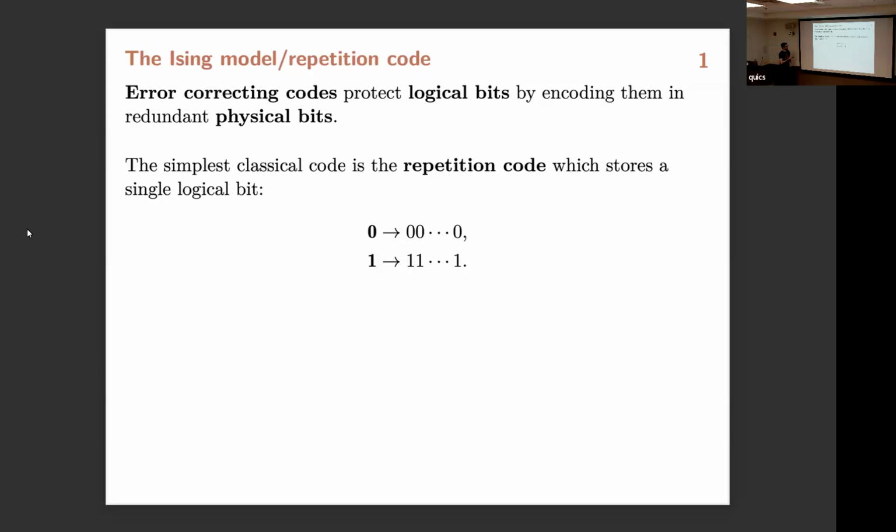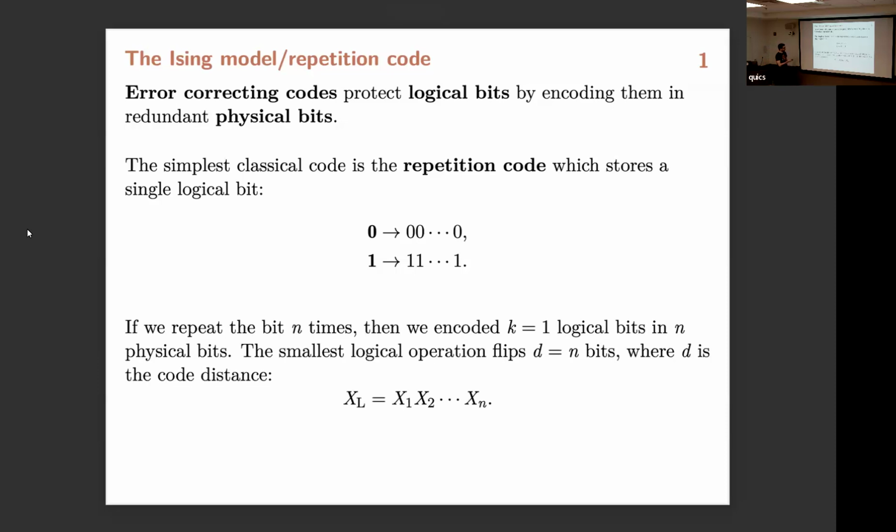So just a little bit of jargon here. If we repeat our message n times, then we would say that we're encoding k equals 1 logical bit in n physical bits. And this code has a distance, labeled little d, which is equal to n, because we have to flip all the zeros to ones in order to change the logical message. If we see some combination of zeros and ones, then we know there was an error.